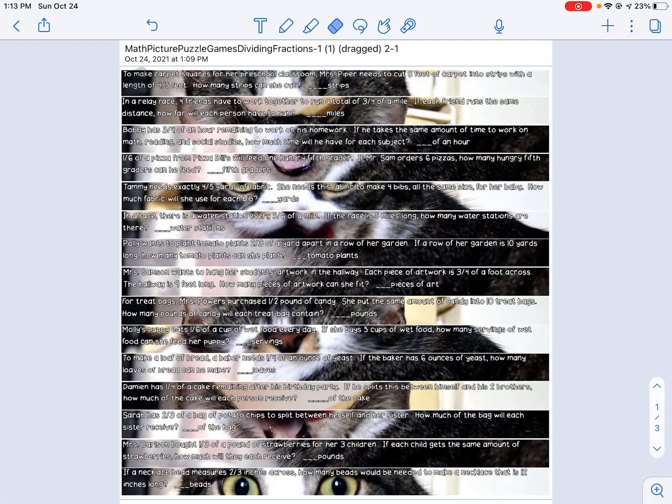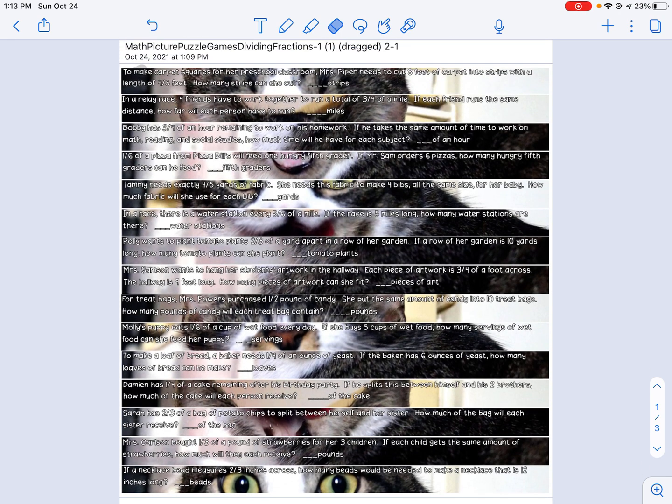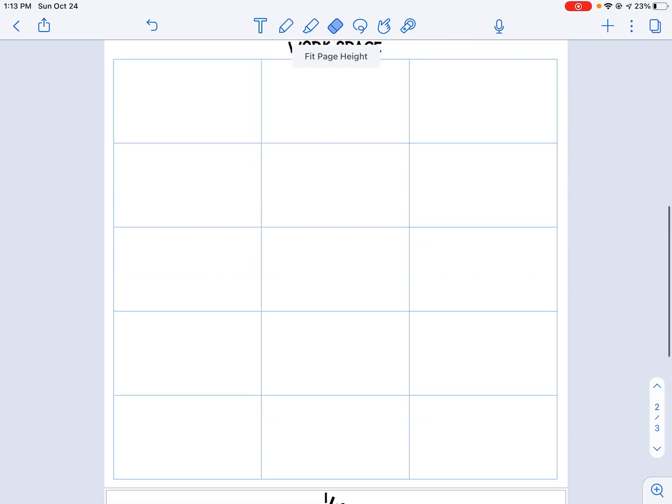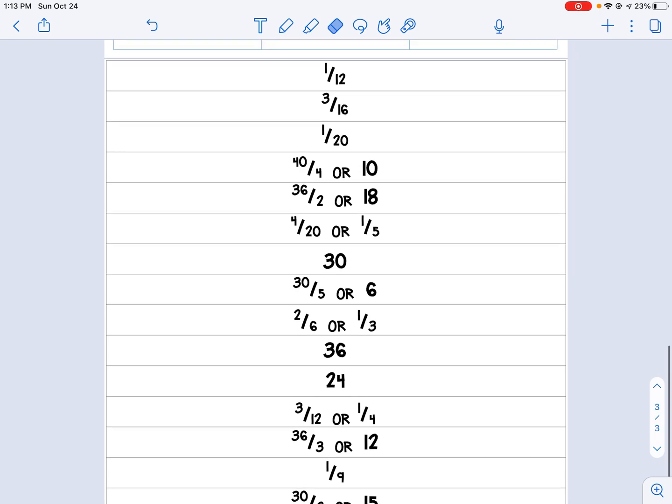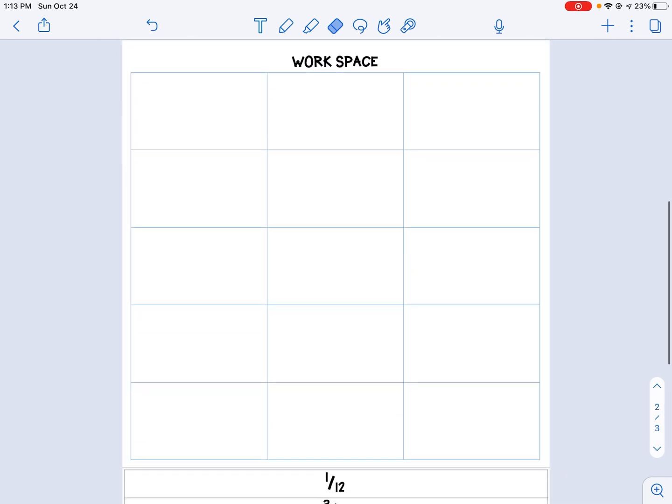This is directions on how to complete your math center with cut and paste. So the first thing you need to check is, do you have a paper that looks like this? On my screen, yours should be in black and white, so it won't be in color, but it should look the same. You should have another paper that looks like this, that has all of the answers on it. And then you need an extra piece of paper that you're going to do your work on.